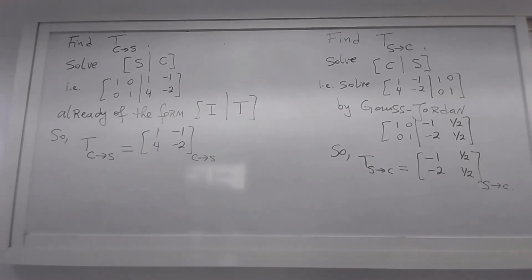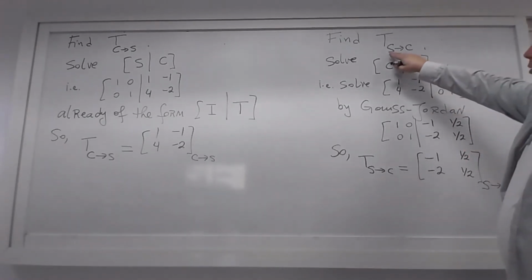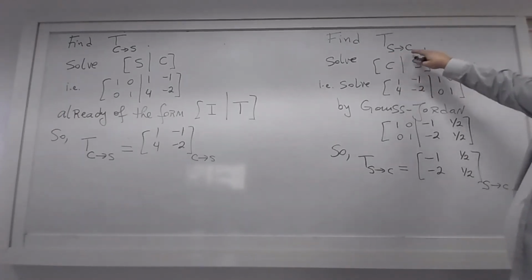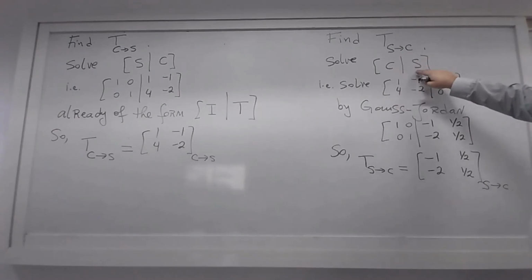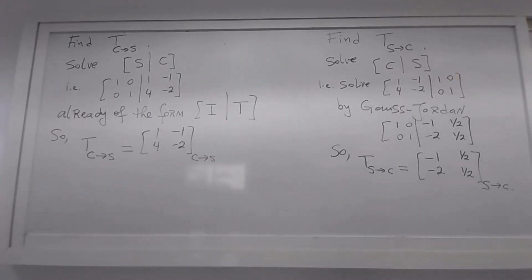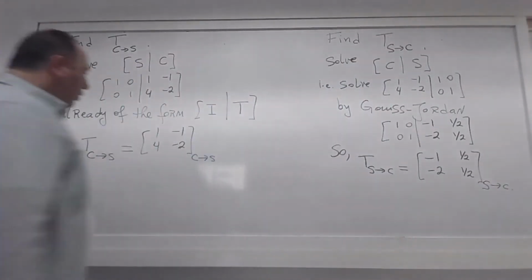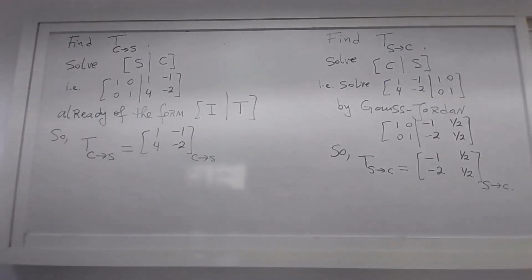The procedure is always the same. You have one going from one basis to another, and then you need to solve the system, another basis slash the original basis. So that's the same procedure all the time. Now we are going to see how to use this efficiently to find coordinates of one vector given in one basis and then find its coordinates in another basis.